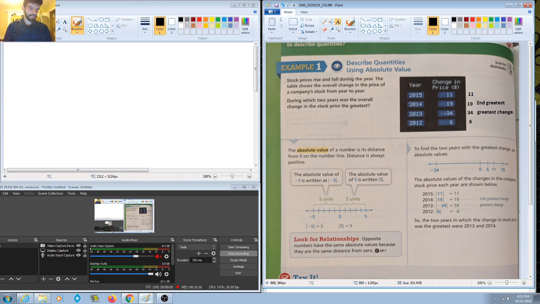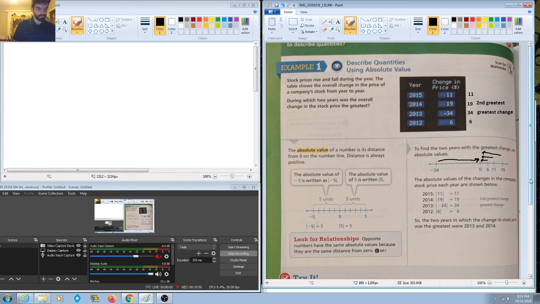And then this just shows the approach that we took in the very beginning question. You can definitely use a number line as well. So if we wanted to do that, you can plot each of these and see their distance from 0. So this one, again, will show the greatest change because it's the greatest distance from 0. Okay.